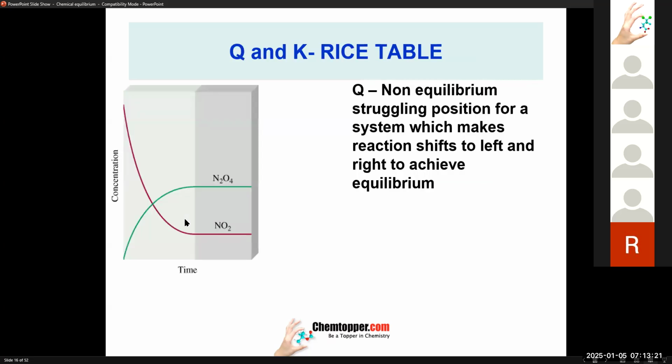Okay, now the most important part is the Rice table. The Rice tables which you are going to learn here will continue in Unit 8 and in Unit 9.